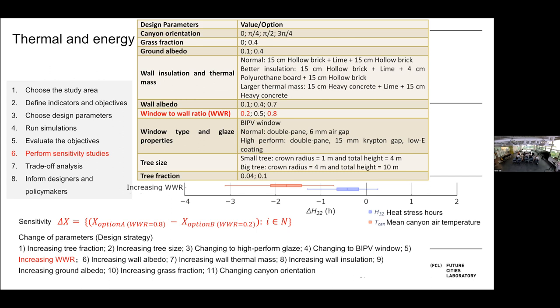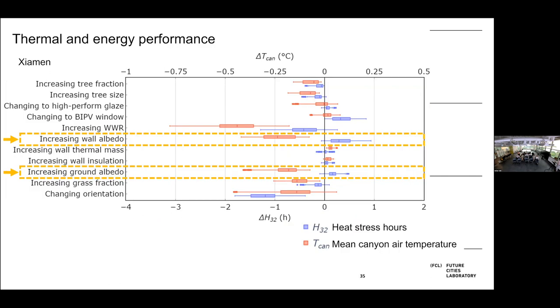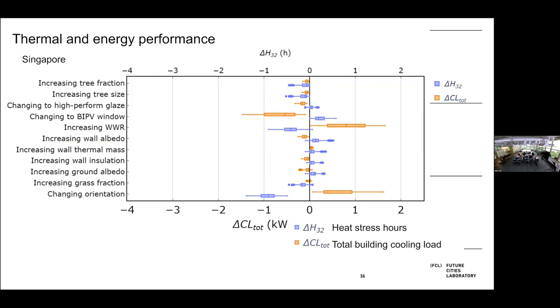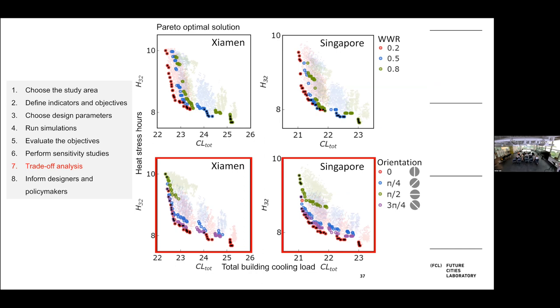And also in the trade-off analysis, it is not clear to me about the Xiamen case, the bottom left figure. Do you mean that with the increase of wind load, the hours of heat stress increase? The two figures below. I mean the Xiamen figure, the bottom one.